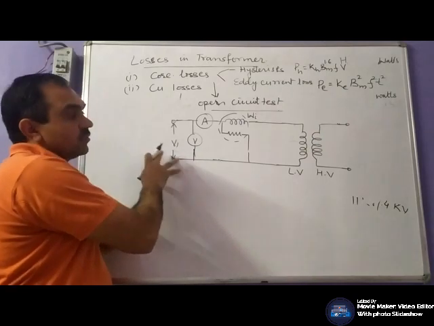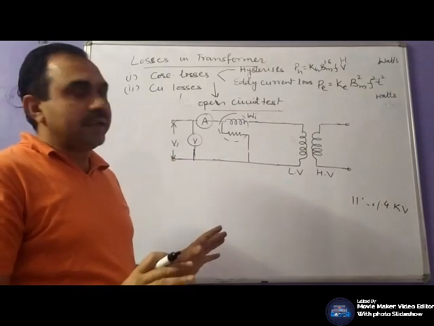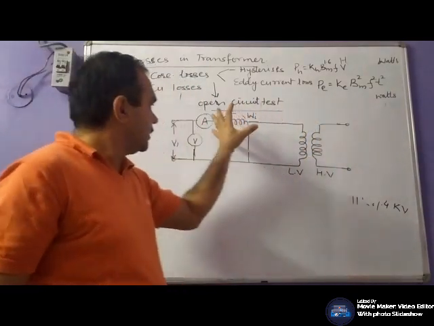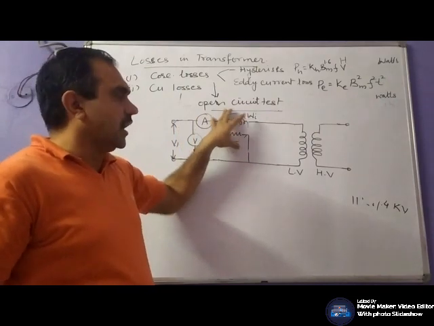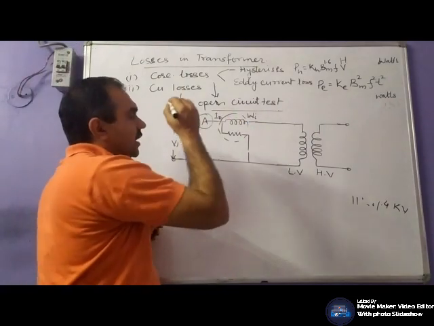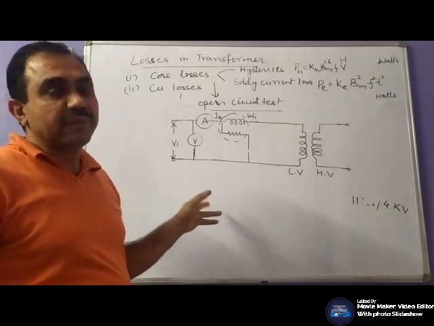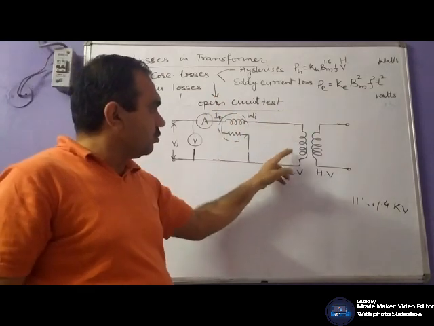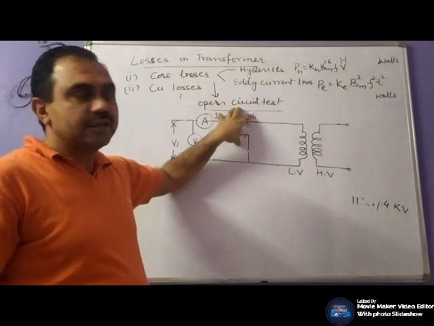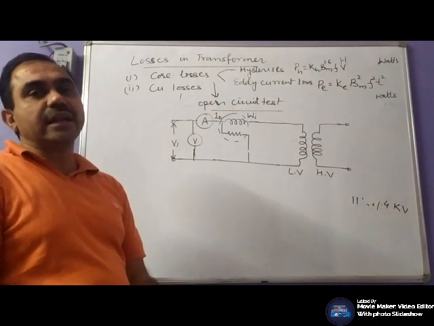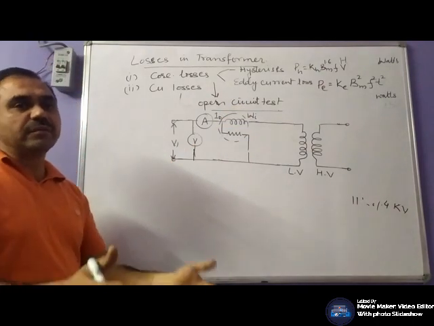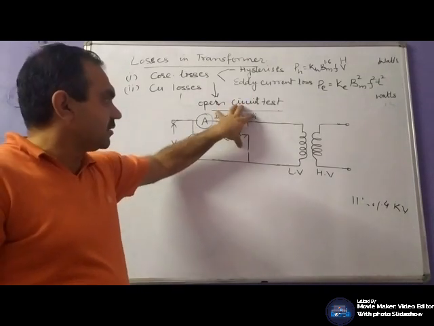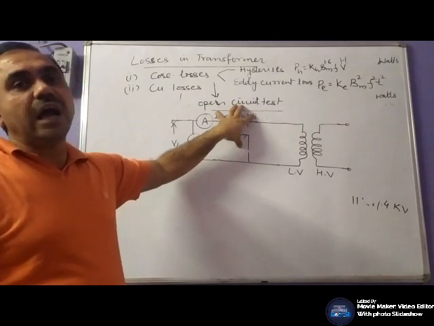You apply rated voltage. As the secondary side is open circuited, the current drawn from the supply will be the no load current, which will magnetize the core and supply the no load copper losses and core losses. As the current is very low, about 2 to 5% of the rated current, we can neglect the copper losses, and this wattmeter will give the reading of your iron losses.